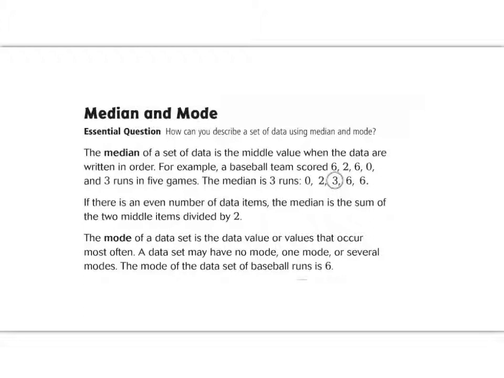At the top of your page, it has some definitions about what a median and a mode is. It says the median of a set of data is the middle value when all of the data is written in order. So for example, if a baseball team scored a 2, a 6, a 6, and a 0 in their 3 games, then the median would be in the middle. So I would take these numbers and put them in order, 0, 2, 3, 6, 6, and then I would cross out and find the one in the middle. So the median is the middle number.